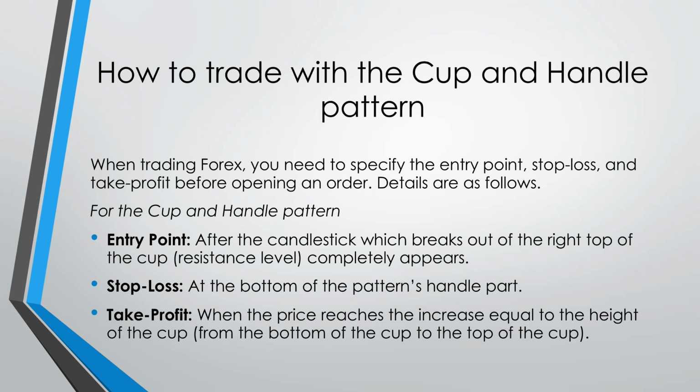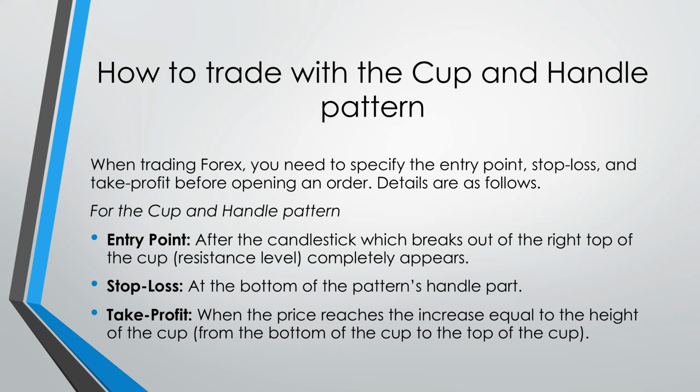Where is our stop loss going to be? Our stop loss is going to be at the bottom of the pattern's handle. Remember, it formed the handle because it just went down there. It didn't go all the way to the bottom of the cup. It hit the bottom of the handle, and then the price rebounded upwards. Therefore, we know that this is a new support level, so the price would not go below that. This is why we put our stop loss at the bottom of the handle.